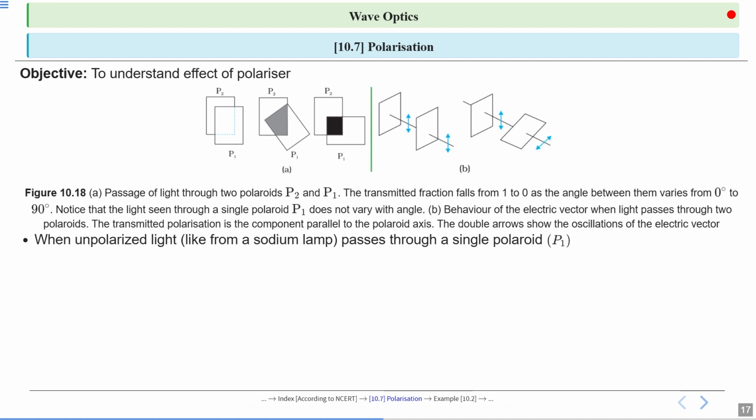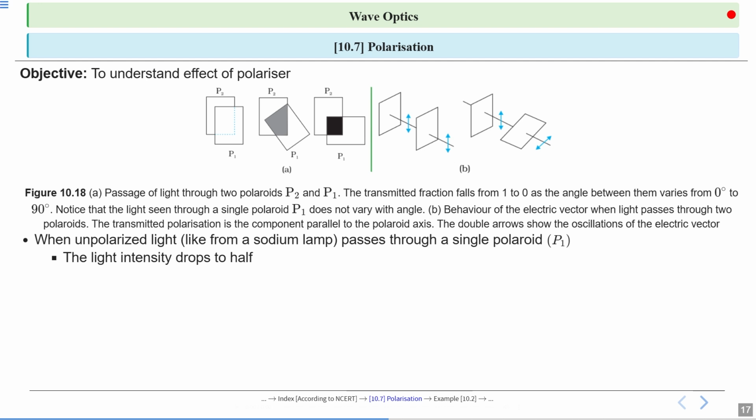So let's start by considering what happens when unpolarized light, such as that from a sodium lamp, passes through a single Polaroid labeled P1. The first thing to note is that the intensity of the light drops to half. This is because the Polaroid only allows light waves oscillating in one direction to pass through, effectively filtering out half of the light.